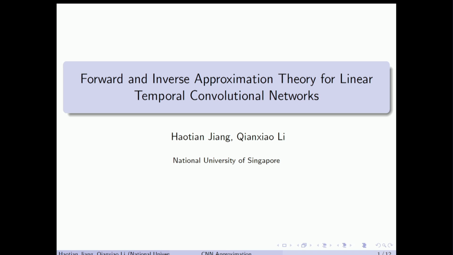Is this the pointer? You should use the keyboard. Okay. Because it's a laser pointer, yes.